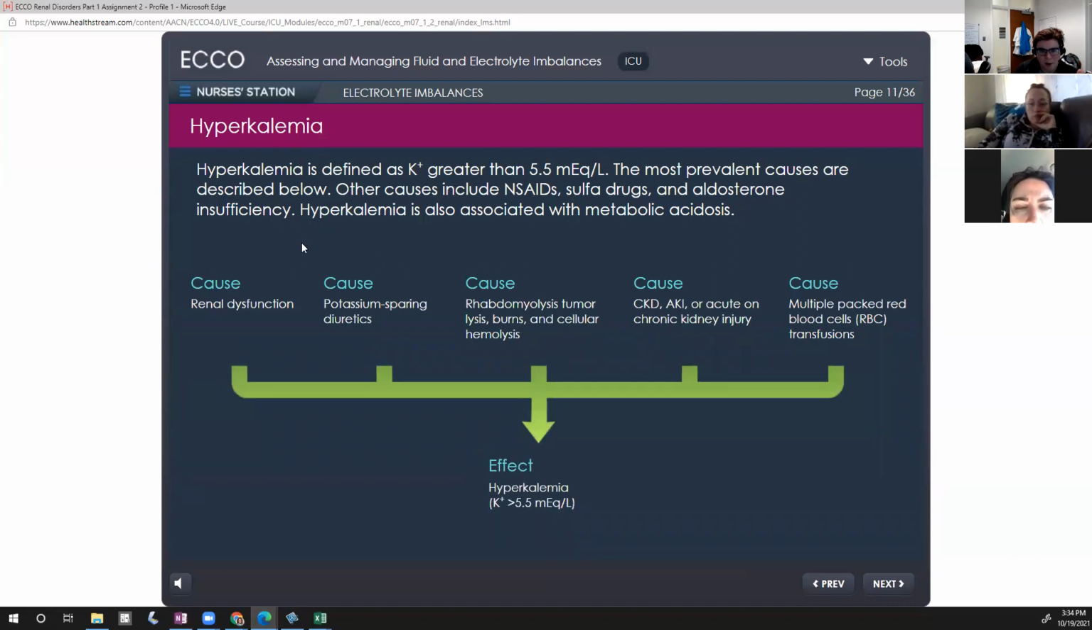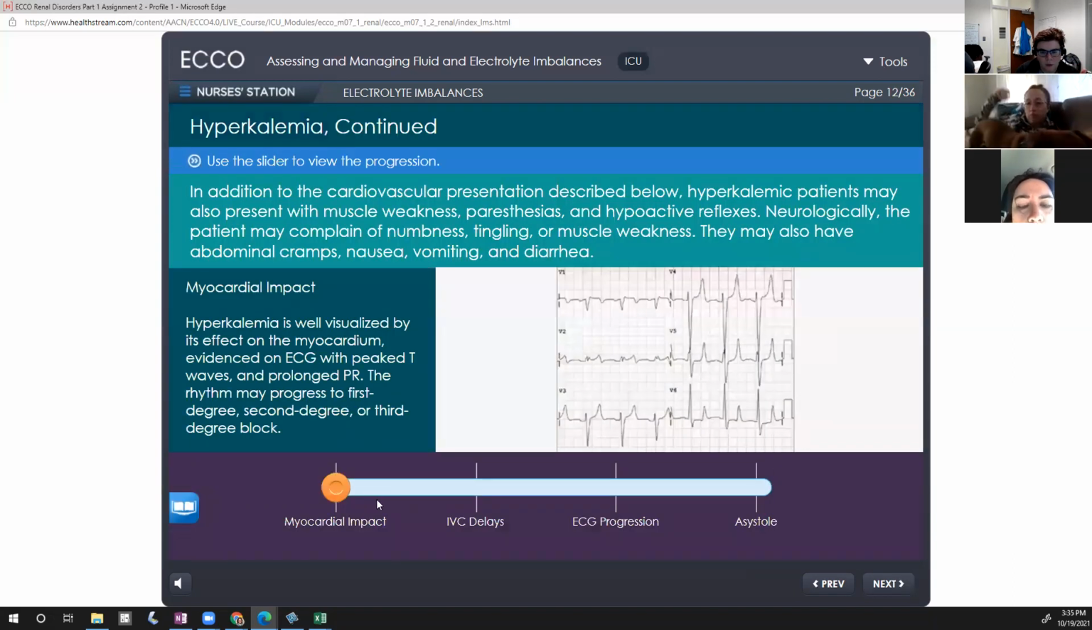So for potassium, obviously this is the definition of hyperkalemia. You may see it from NSAIDs, sulfas, and aldosterone issues. The first video we showed about the kidney talked about where in the kidney the actual potassium exchange occurs. And of course, there are cardiac impacts.